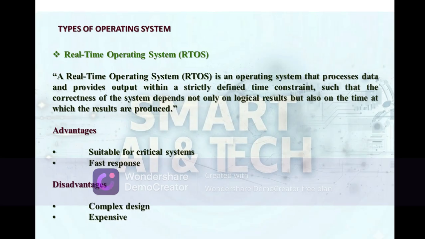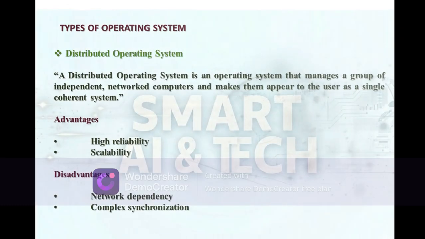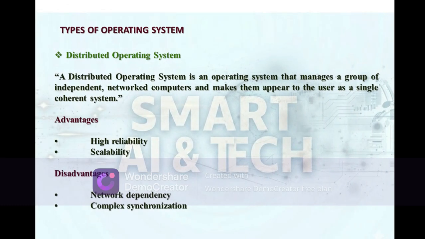Now the fifth one is the distributed operating system. A distributed operating system is an operating system that manages a group of independent networked computers and makes them appear to the user as a single coherent system. Multiple computer nodes are connected via a network. Each system has its own memory and CPU. The operating system coordinates all the systems to work as one unified system. Users feel they are using a single computer.